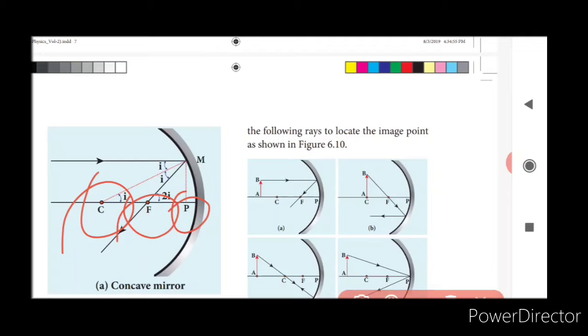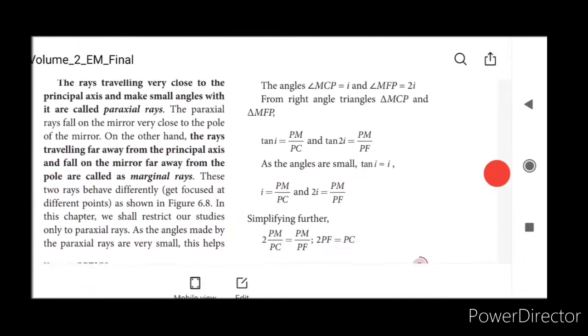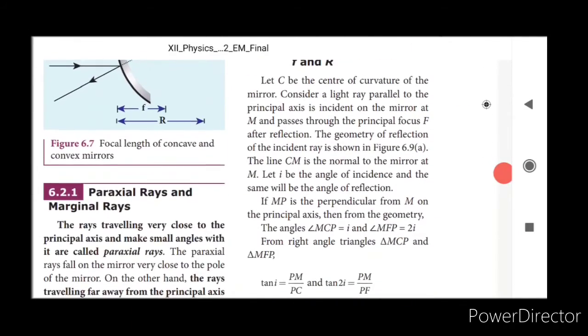The rays fall on the mirror, whether paraxial or marginal, are incident on the mirror and reflect back to the focal point. This is called the incident angle. Now we have to take this point M and P. Angle MPC is the incident angle. MPF is called 2i, twice the incident angle.